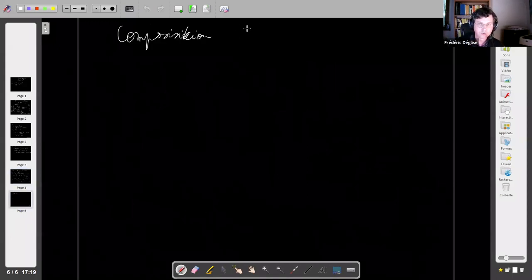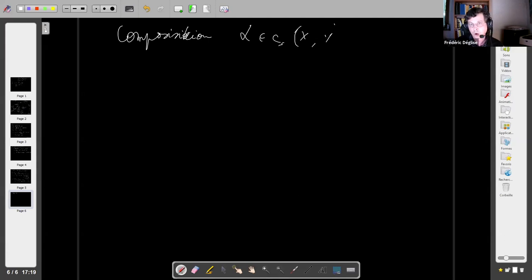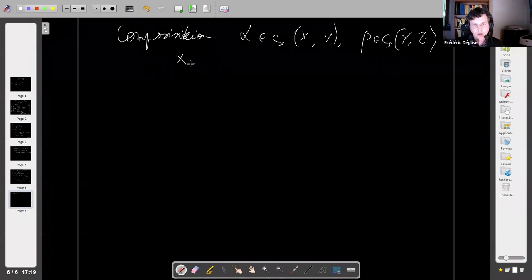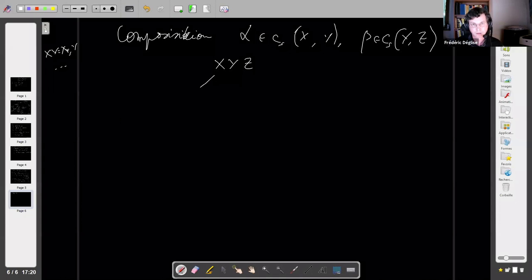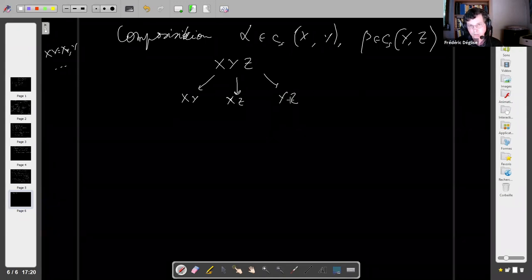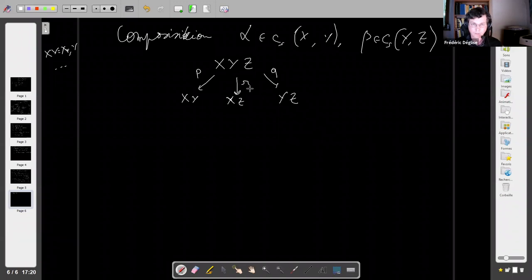Okay, so now suppose we have a correspondence alpha from X to Y and beta from Y to Z. So we want to compose them. I write XY for X cross S Y. If you have never seen that, this is classical in the theory of algebraic cycles. So what we do is that we consider the product of all three smooth S schemes like this, and we have three projections, one from XY, XZ, and YZ, P, Q, R, like this.